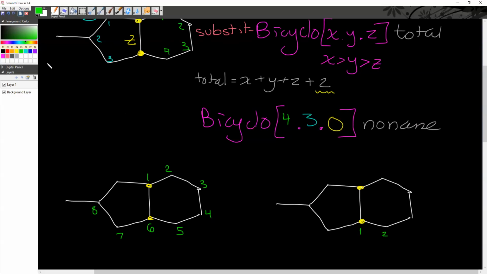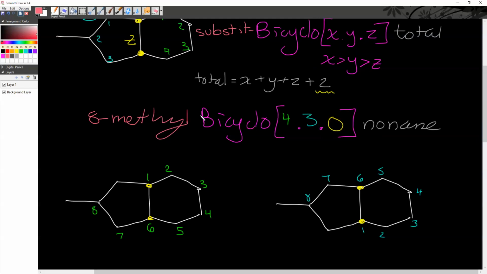Let me do this in a different color, shall we? 1, 2, 3, 4, 5, 6, 7, 8. Oh, would you look at that? We have the same numbering scheme, so we know that this is going to be 8-methyl.